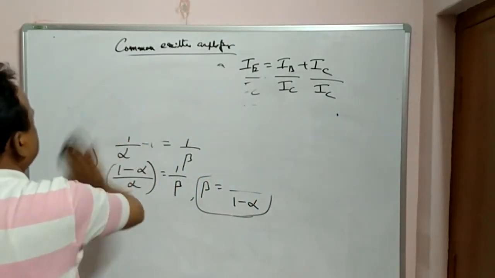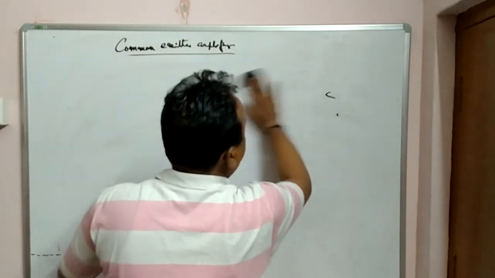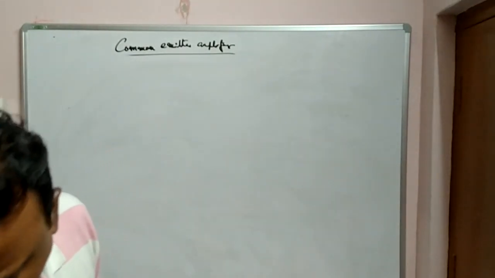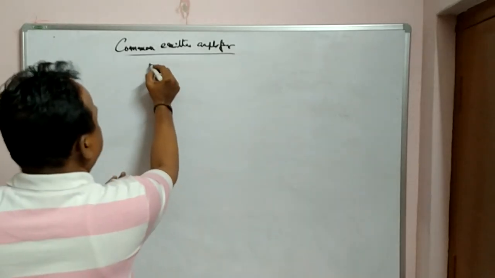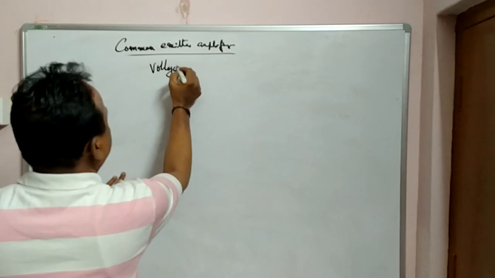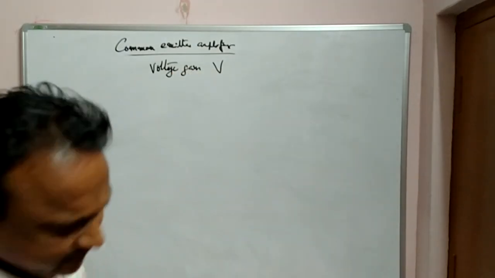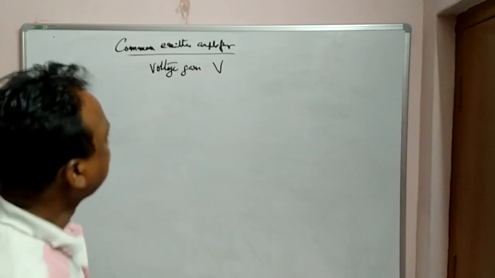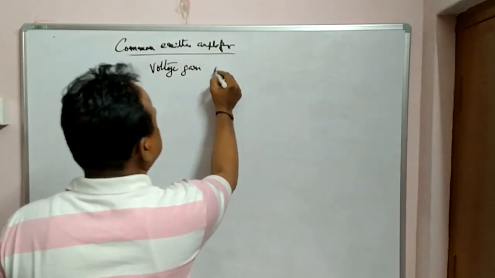Okay, clear? So these formulas, alpha gain and beta gain, are very, very important from the examination point of view. Now coming to the last and final one, that is voltage gain. Sometimes it is written as VG or AV. Voltage gain is also written as AV.